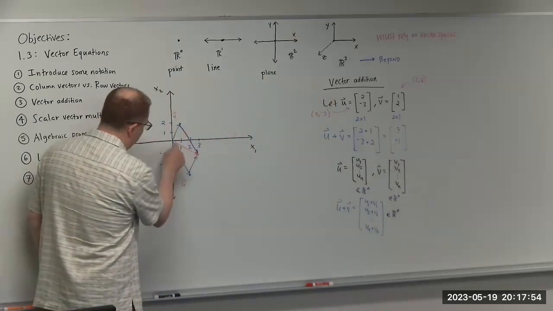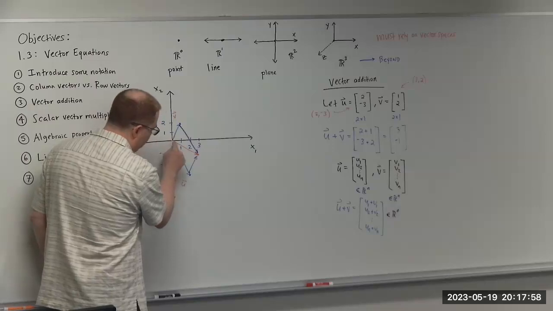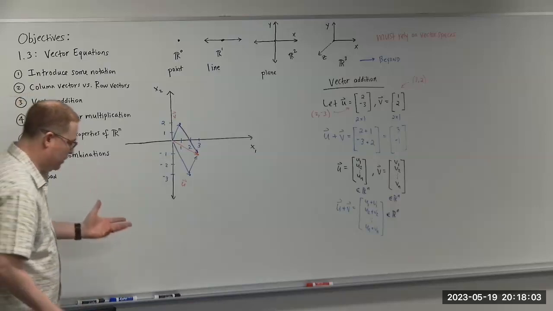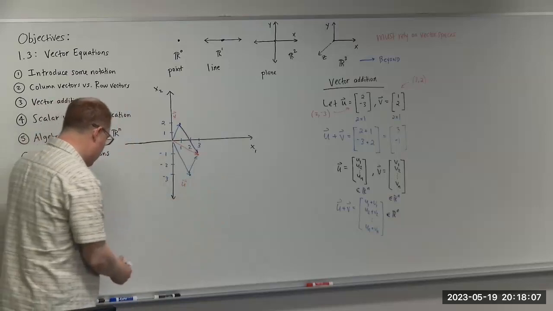And then we draw a ray or vector from this point to this point. So this is what's called the parallelogram rule. As you can see, this gives us a parallelogram.